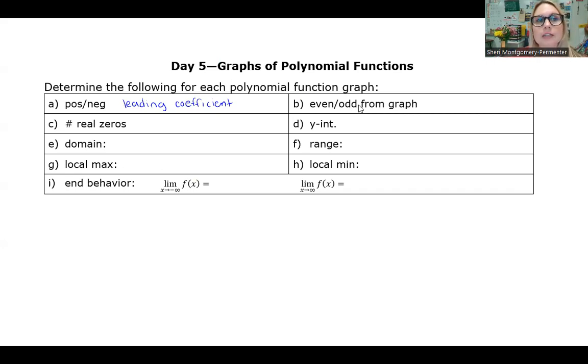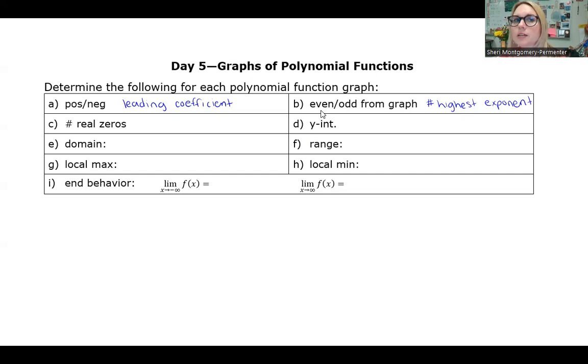To figure out if it is even or odd, this is from last class. What do we do? Where do we look? Yep. The number for the highest exponent. Okay, we look at that highest exponent. If it's a 1, 3, 5, 7, those are odds. 2, 4, 6, 8, those are evens.